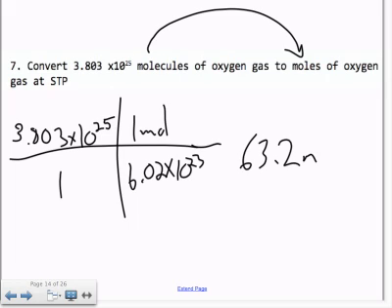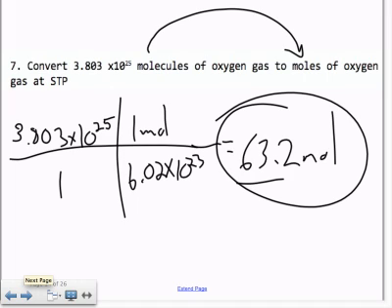63.2 moles. Remember, if your answer is in moles or grams, your answer should be a relatively small number, like on the order of tens or hundreds, or a small decimal. If your answer is in molecules or atoms, it should be something like this, where you've got a big exponent of 10 out there. If you are doing moles and you get an answer like this, you've got something that's backwards in your calculator.